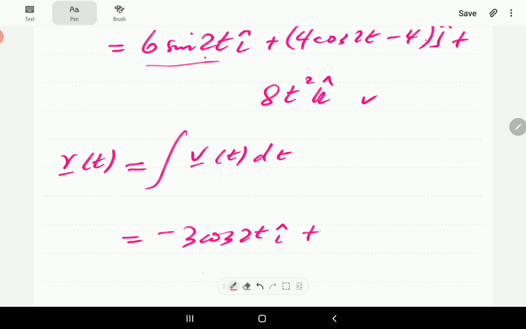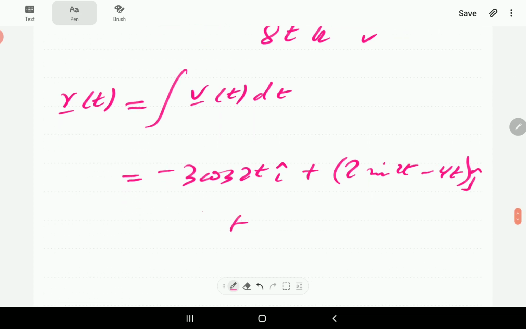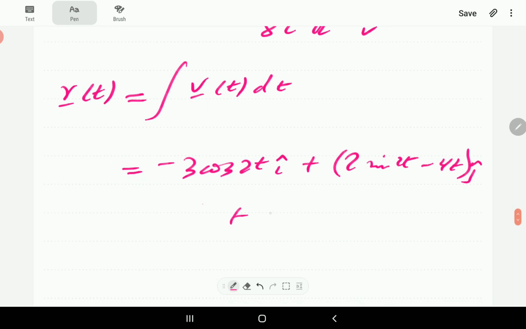And then integral of this term here is going to be 2 sine 2t. Integral of minus 4 is just going to be minus 4t, and then plus integral of 8t squared, going to be 8 over 3 t cubed k, and then this is going to be plus some other constant, let's call it gamma.